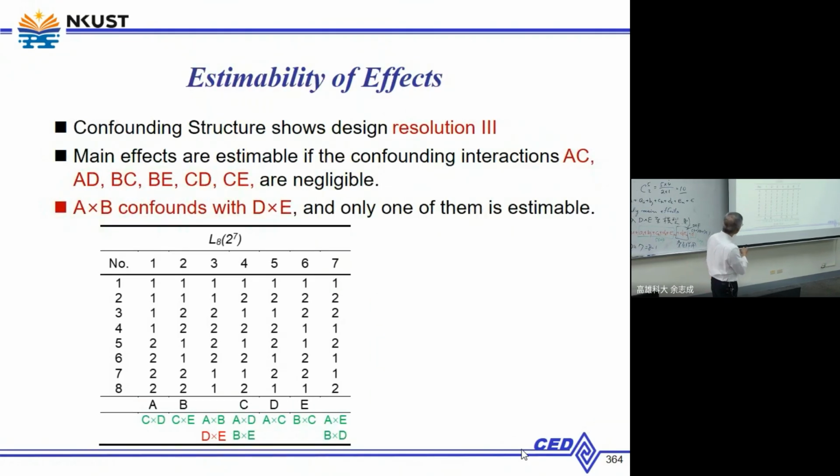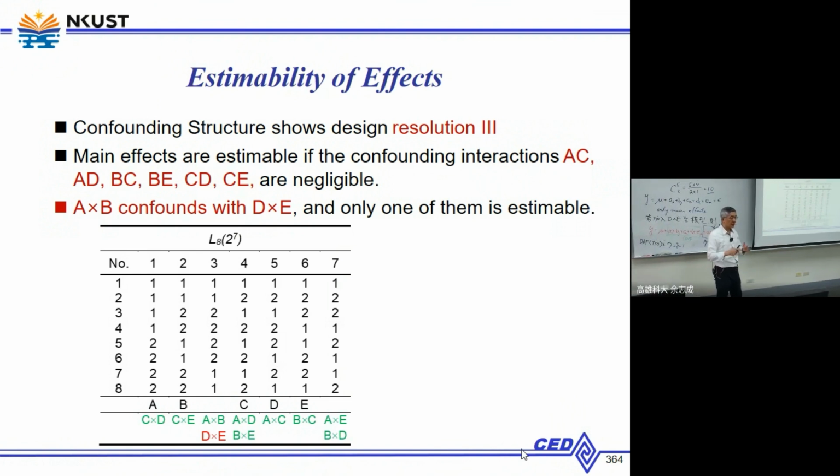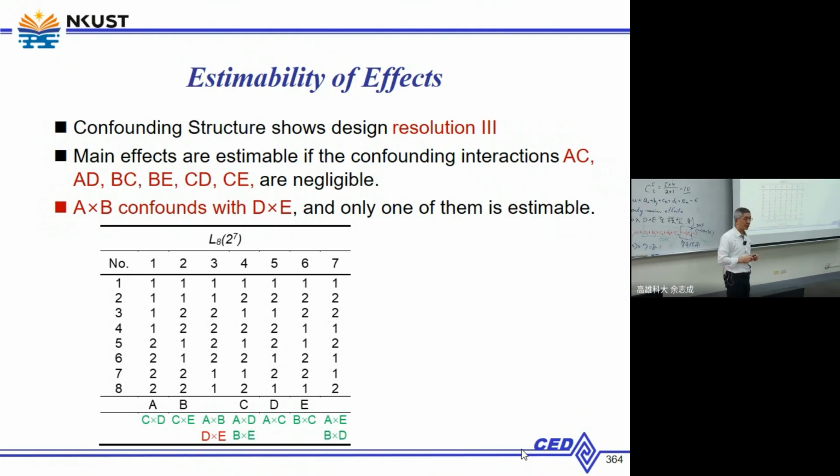So here, as you can see, this interaction has to be negligible. Why? Because they are confounded with main effects. AC, right here, is confounded with D. AD is confounded with C. So these interactions have to be negligible in order to make your main effects estimable. Same thing, these two are confounded with each other, so only one can be estimated. So before you do the interaction analysis for DE, you have to make the assumption that AB is negligible.